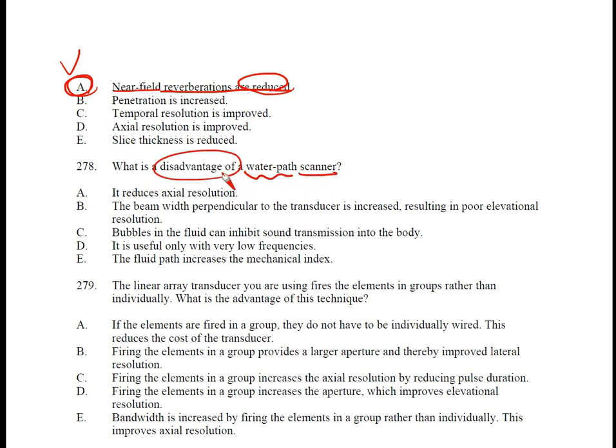Similarly, this question is asking about the disadvantages of a water path scanner. The disadvantage of the scanner here is that air bubbles can form inside the fluid, which interferes with transmission. To summarize once again, the advantage is that it reduces multiple reflections occurring in the near field. As a disadvantage, you can consider that these bubbles form and interfere with transmission. Just keep in mind that this is something to be aware of as a reference.